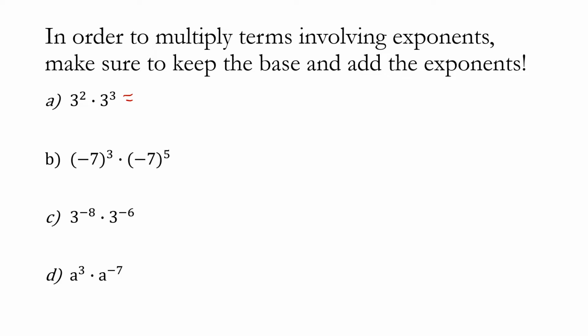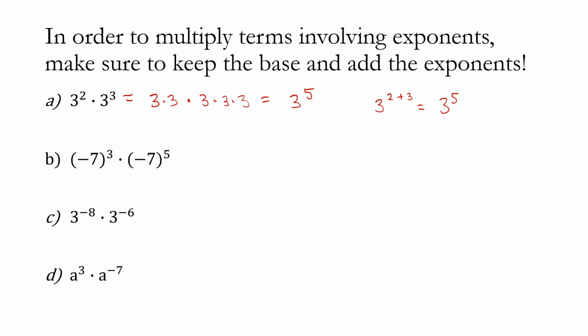So by expanding, 3 squared is just 3 times 3, because the exponent is telling you how many times the base is being multiplied by itself. So 3 squared is 3 times 3. Now I'm multiplying that by 3 to the third, so that's 3 times 3 times 3. Now if I want to write this with an exponent, I know that my base is a 3 and I'm multiplying it by itself 5 times. You could have done that by doing 3 squared times 3 to the third, where you keep the base and add the exponents. So 2 plus 3, and we get 5 that way, so that's 3 to the fifth.